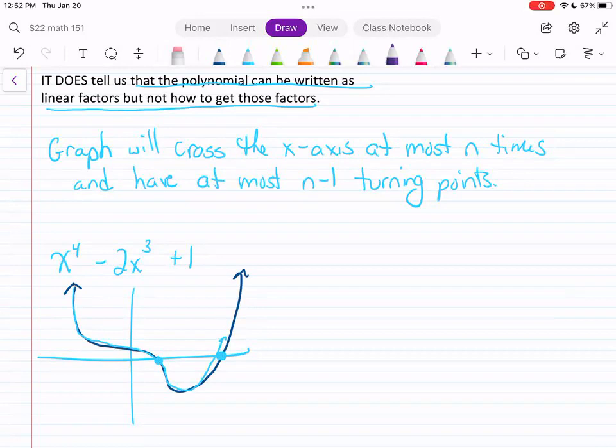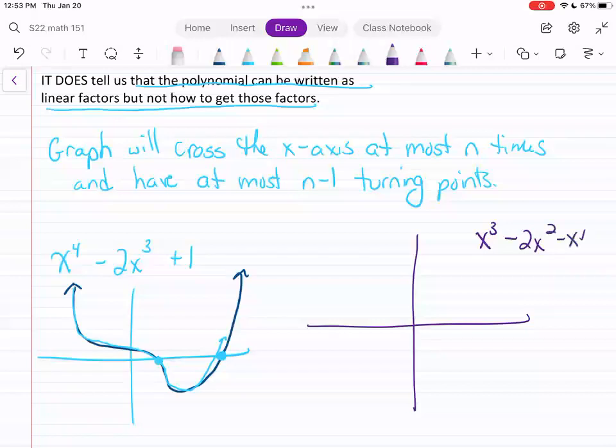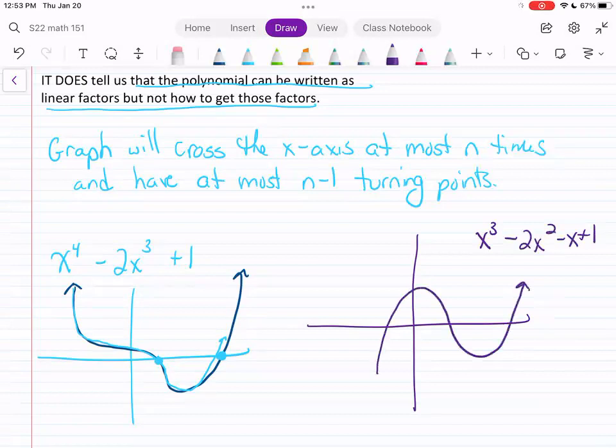Whereas if you have something like this, perhaps you have x cubed minus 2x squared minus x plus 1. It's going to look something like this. It has 3 places that it crosses, at most 3, and it has 2 turning points. It turns to decreasing, turns to increasing. So it has 2 places that it changes direction.